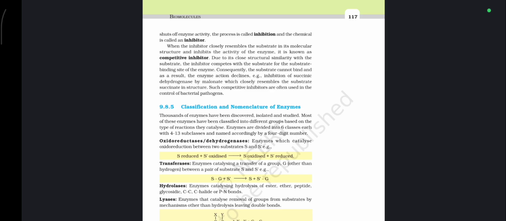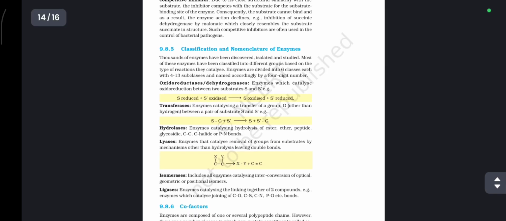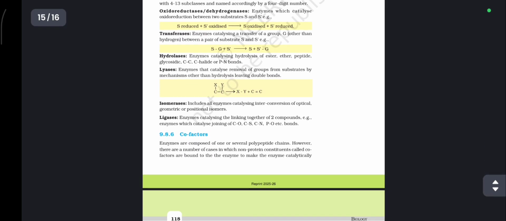Lyases: enzymes that catalyze removal of a group from substrate by mechanisms other than hydrolysis, leaving double bonds. C(X)-C(Y) gives X-Y plus C=C. Isomerases include all enzymes catalyzing interconversion of optical, geometric, or positional isomers. Ligases: enzymes catalyzing the linking together of two compounds. Example: enzymes which catalyze joining of C-O, C-S, C-N, P-O, etc. bonds.